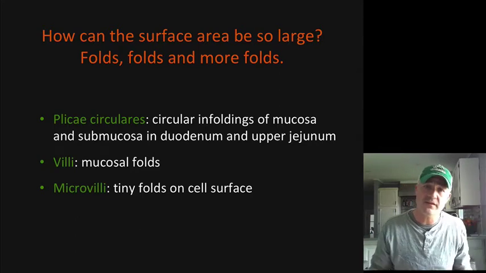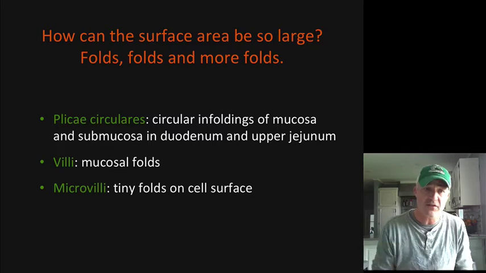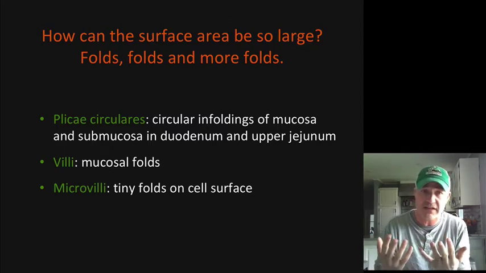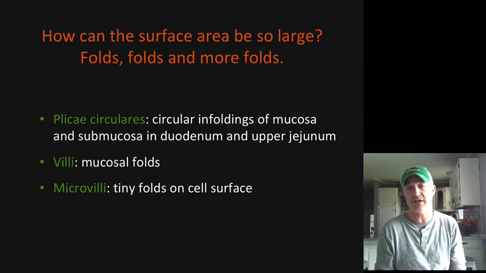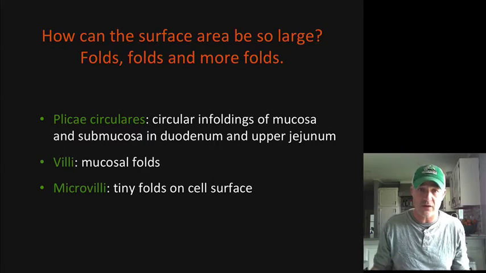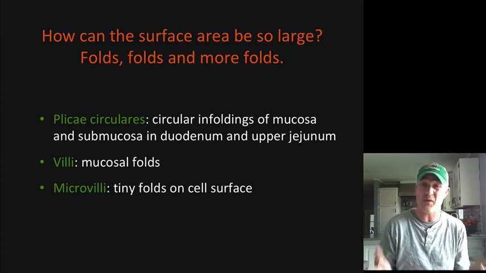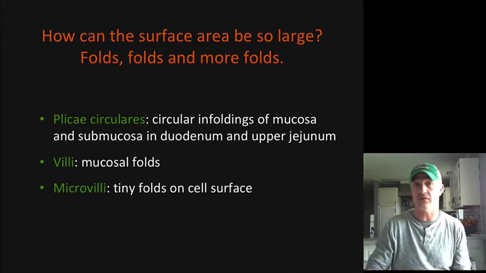So again, folds on top of folds on top of folds is why we get the surface area. So you have these valves of Kerckring or plicae circulares with villi on top of those, with these little microscopic folds on top of that, those microvilli. All these things are increasing surface area, and again, it's something that you want to absorb stuff through. The more surface area you have, the more capability you have to absorb, and that's why we have these folds on top of folds on top of folds.